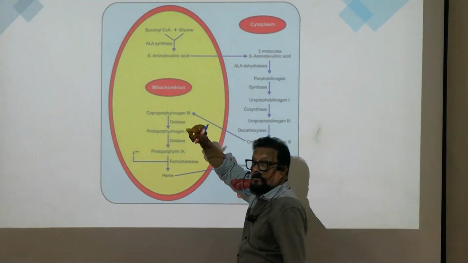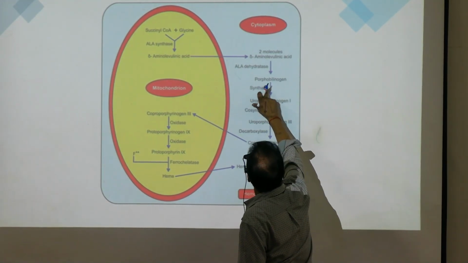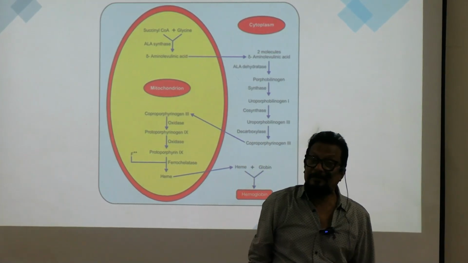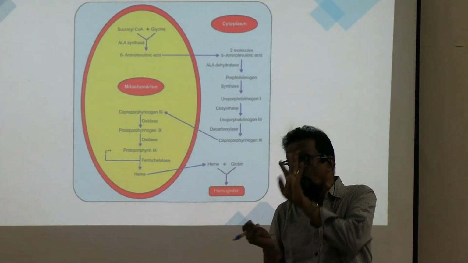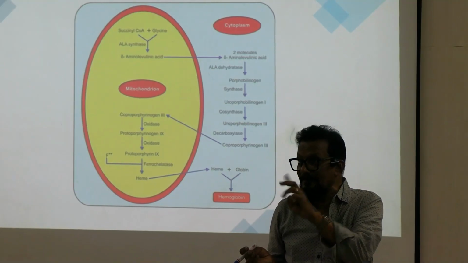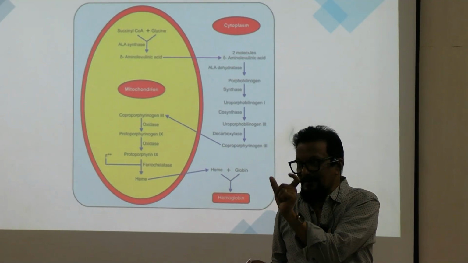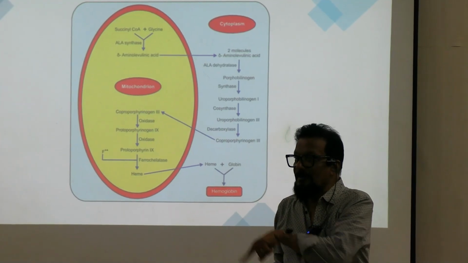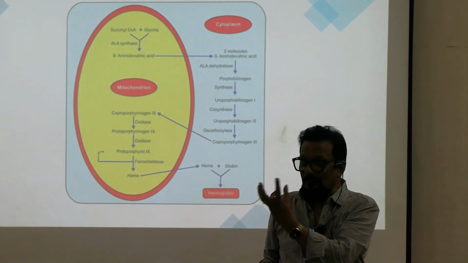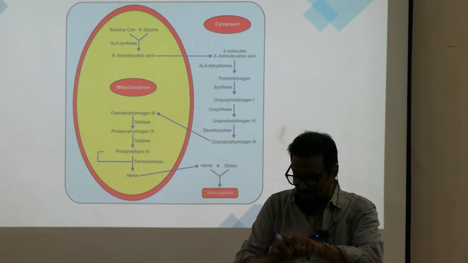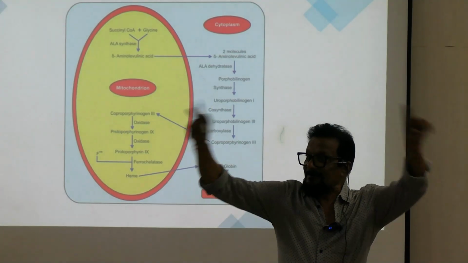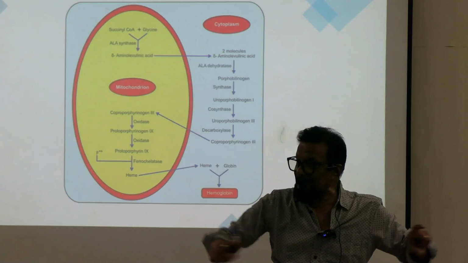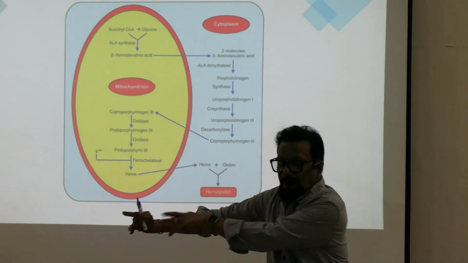Here 2 molecules will combine and form porphobilinogen, PBG. Now 4 porphobilinogen molecules, each already in the shape of pyrrole, attach linearly. They are not yet connected by the methane bridge. They are linear: pyrrole, pyrrole, pyrrole, pyrrole.